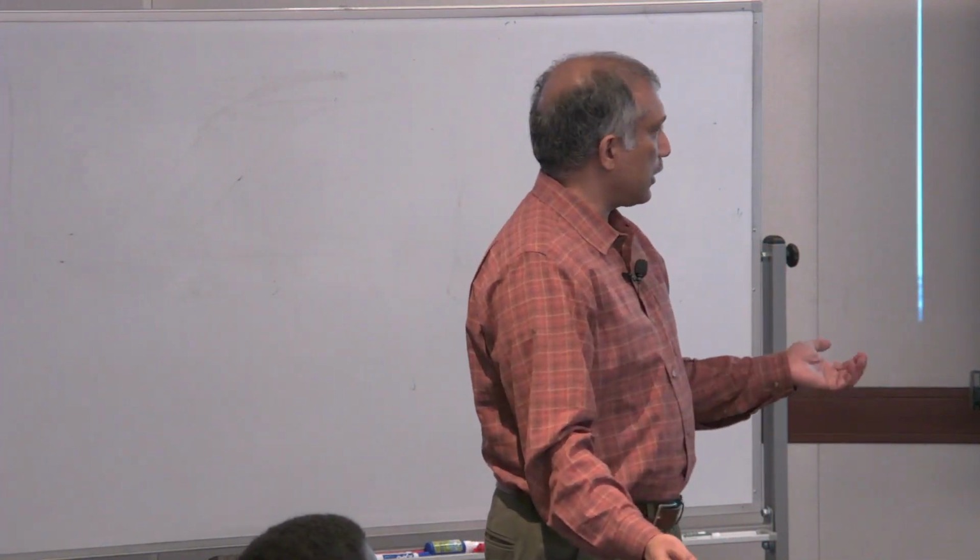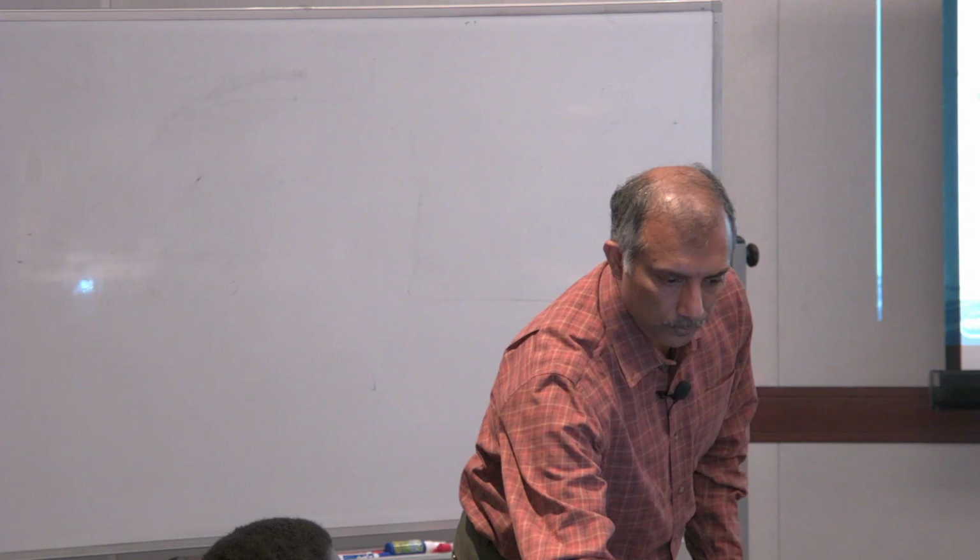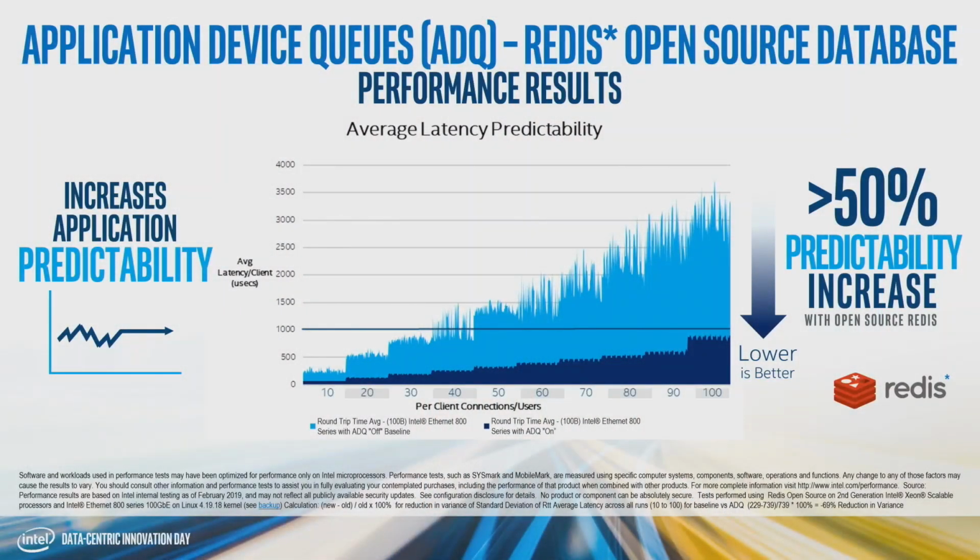Okay. What I'd like to share with you is some numbers on Redis accelerated with ADQs, what sort of performance we get from that acceleration. Like I said before, predictability is a measurement of variability in response time. On the horizontal axis is the per client connection. You have a bunch of clients hitting the Redis server, and each client is increasing its connections. On the vertical axis is the average latency per client.